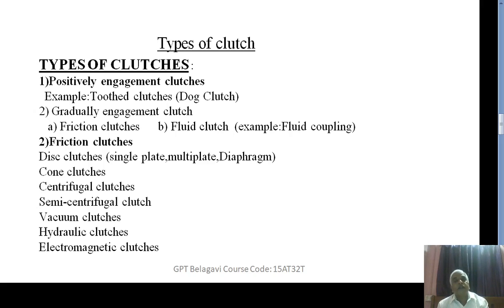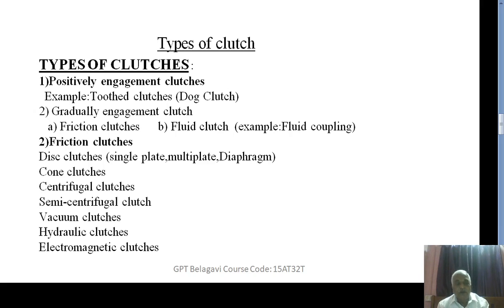Then the next example for the friction clutch is the cone clutch. This cone clutch is also one example of a friction clutch. Here the driving and driven members, these two are conical in shape. As far as the efficiency of this cone clutch is concerned, the efficiency of this cone clutch is very high as compared to the disc clutches.